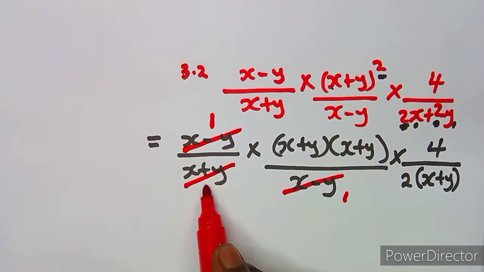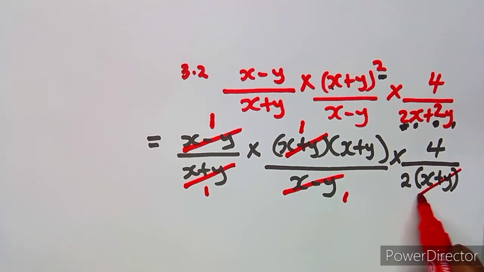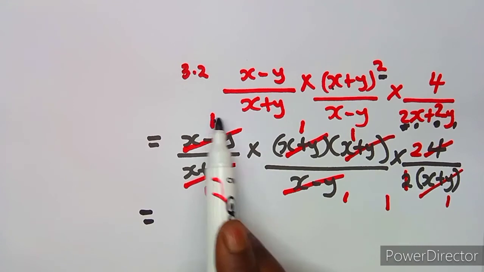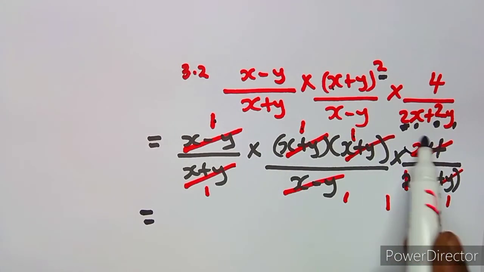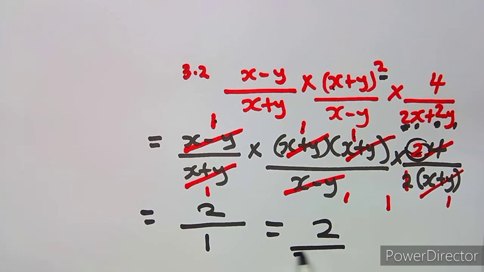x plus y with x plus y, which is 1. You can also cancel x plus y with x plus y, which is 1. Here we can also cancel 2 into 2, that is 1, and 2 into 4, which is 2. So we have cancelled all the terms wherever it was possible. So what is going to remain? On top, you're going to be left with 1 times 1 times 1 times 2. You're going to be left with 2 over, in the denominator, 1. But 2 over 1 is the same as 2.